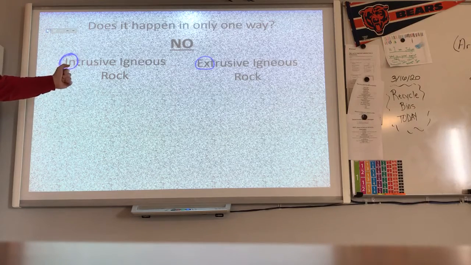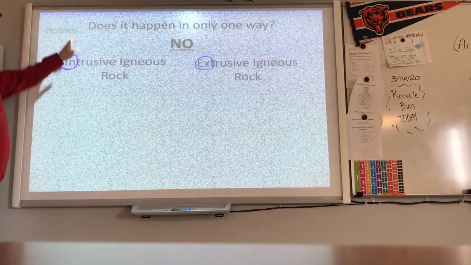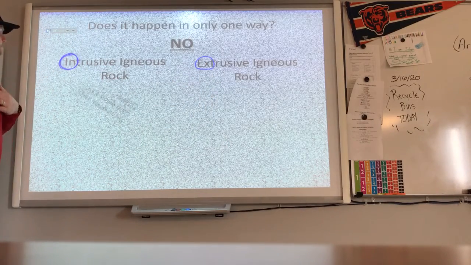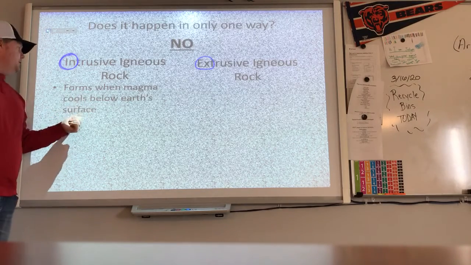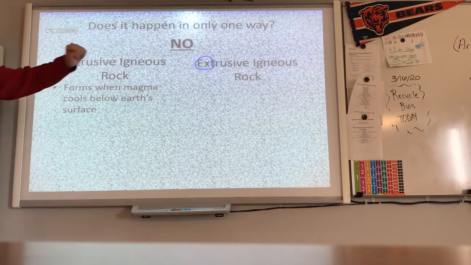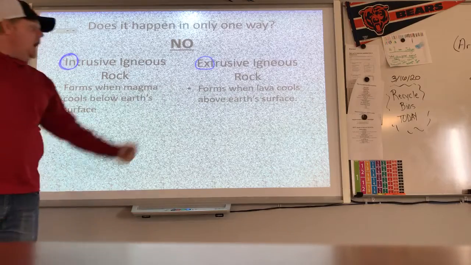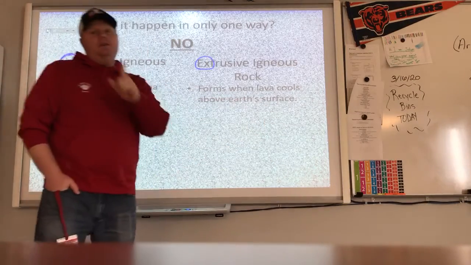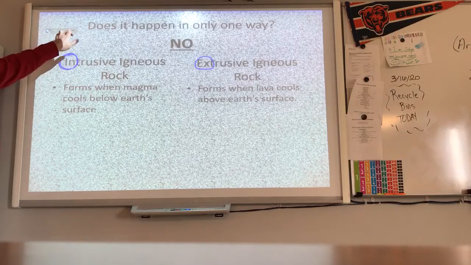Intrusive igneous rocks cooled inside the Earth. Extrusive igneous rocks cooled outside the Earth. And here's what we mean. It forms when magma cools below the Earth's surface. See? Inside the Earth, below the Earth's surface. And now, since you're all smart people, you'll know with the extrusive, forms when lava cools above the Earth's surface. This can even be in the presence of water. That's above the Earth's surface.